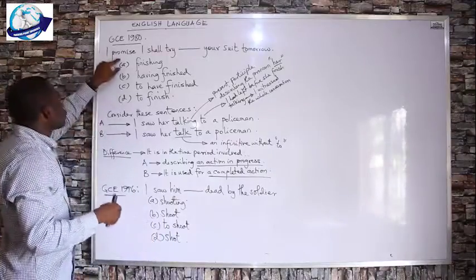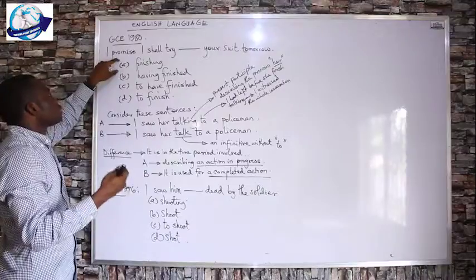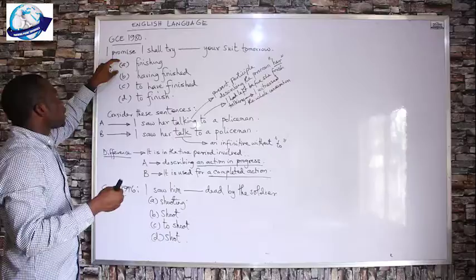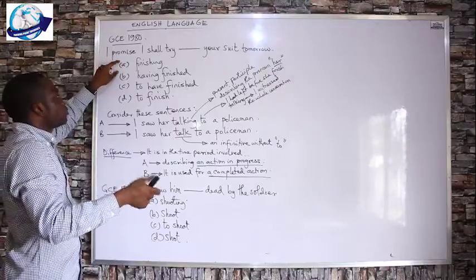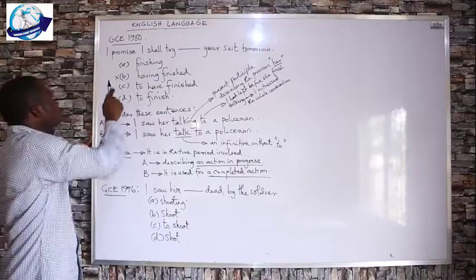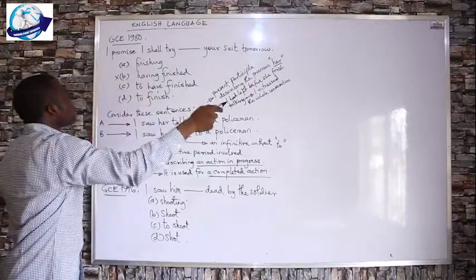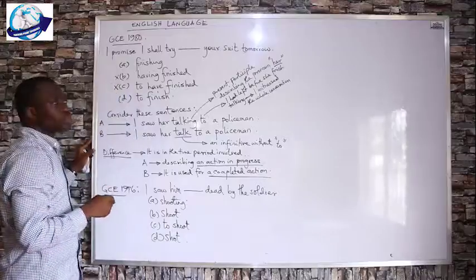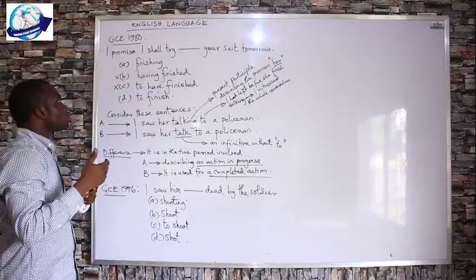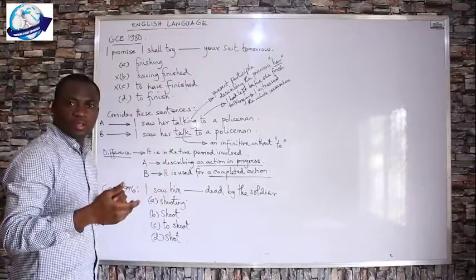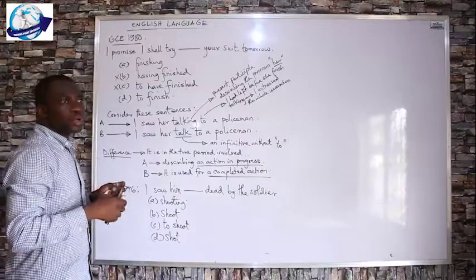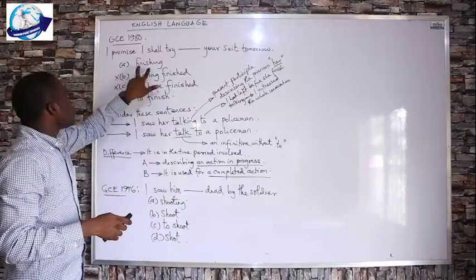Now option A, can you say, I promise I shall try finishing your suit tomorrow? I promise I shall try having finished. This is already out of context. So we look at A and C. And remember what I said, I promise I shall try. You know, trying is an attempt. Alright? And if you are making an attempt, you will not use the word finishing.